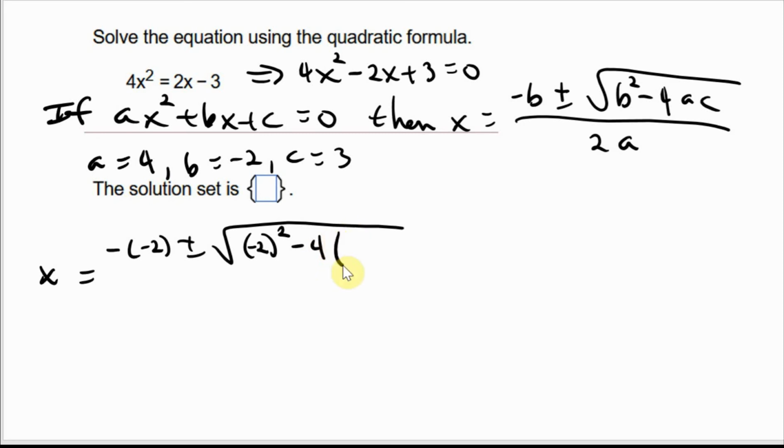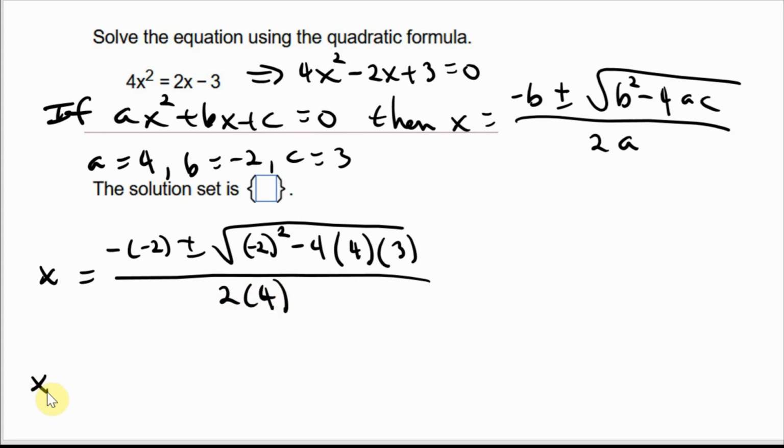Anyway, 4 times a. The a is the 4, and the c is the 3, all over 2 times 4. Then we just simplify. This is 2 plus or minus the square root. That's 4 minus. That's 16 times, is that the 3? Yes.